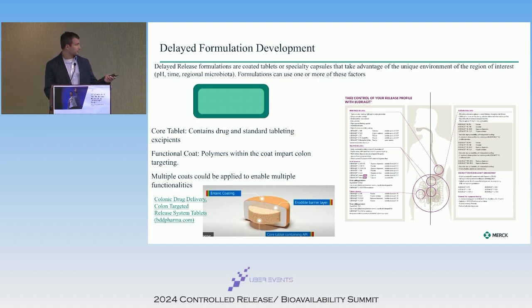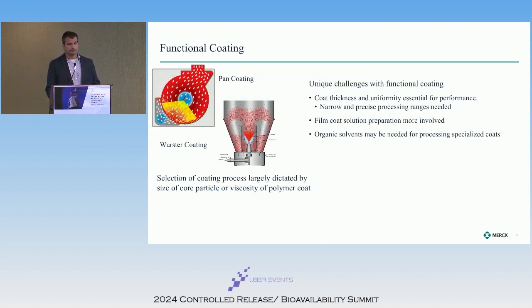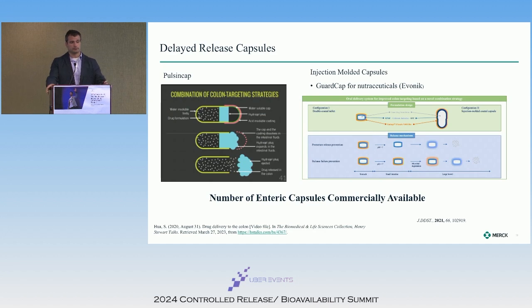And there are a number of published formulations. These are all generally functional coatings, either pan or Wurster, depending on your core particle or your polymer coating. Your unique challenge here is that you need very narrow and precise processing ranges. You often need organic solvents, which not all facilities can handle at scale. And some of your film coats are a little tougher to compare than your typical non-functional coats.